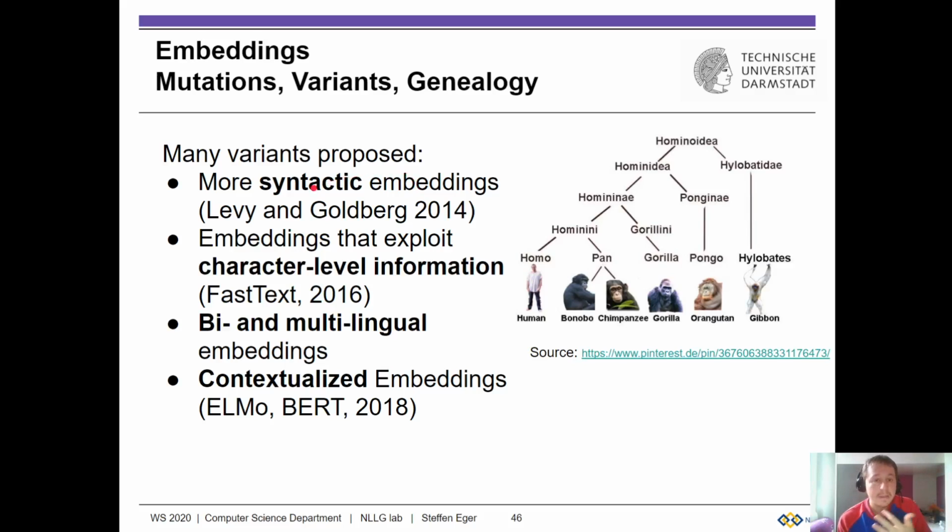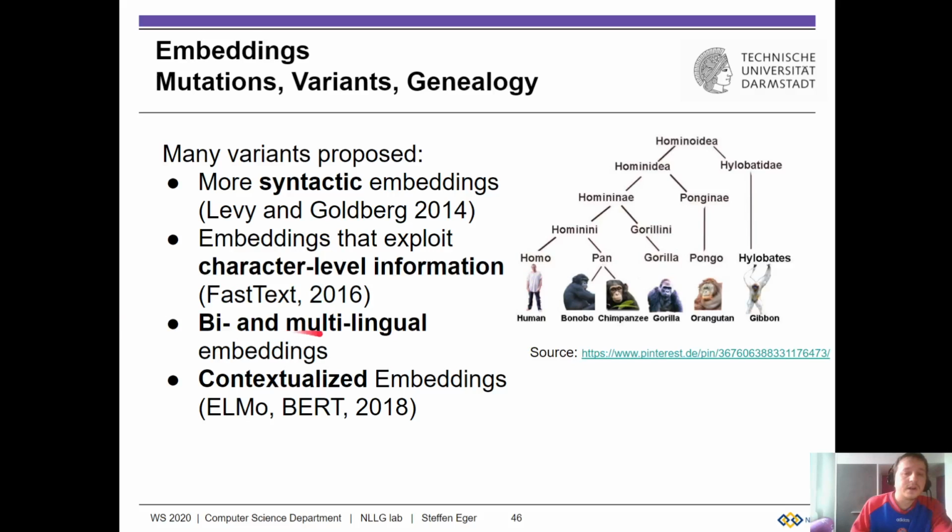For example, embeddings that capture better grammar have been proposed, like more syntactically oriented embeddings. Embeddings that work on the level of characters have been proposed. This is relevant for languages that have a high degree of inflection, such as Turkish, German, or Czech, where you have a lot of intra-word variation. So in German you have lieben, liebte, geliebt. So these are different variants, and it would be good to model such phenomena on the character level.